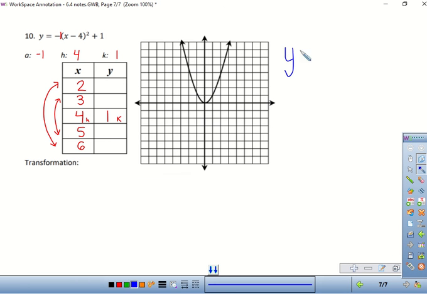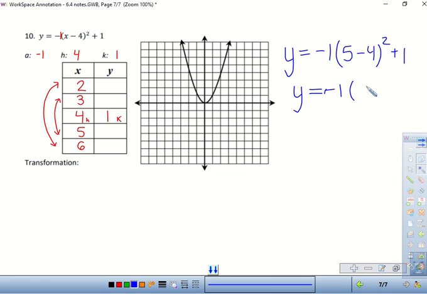All right, so we're going to plug these values into the equation. So this is going to be y equals -1 times (5 minus 4) squared plus 1. Okay. Alright. So then what's 5 minus 4? 1. Good. And what's 1 squared? 1. There we go. So what's -1 times 1? No, -1. What's -1 plus 1? 0.